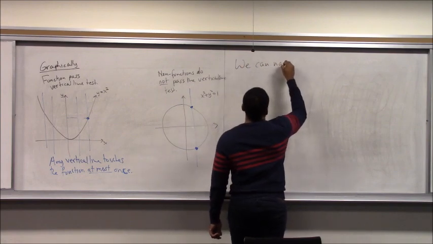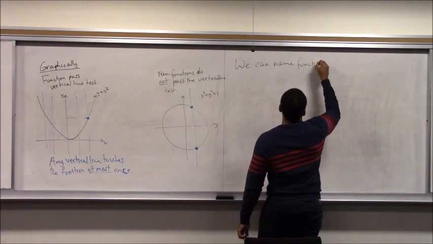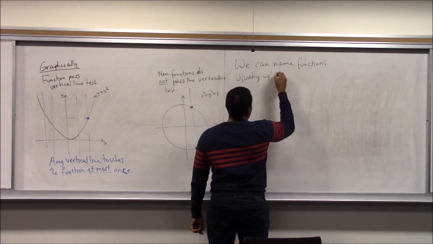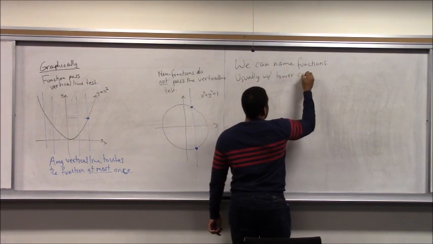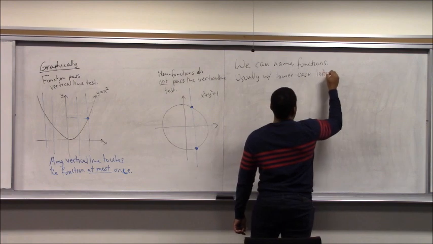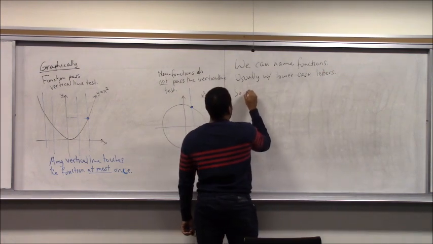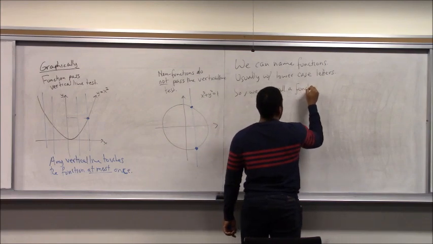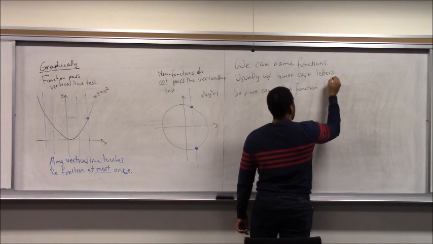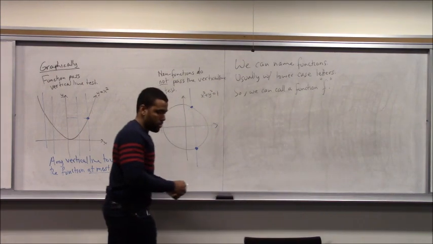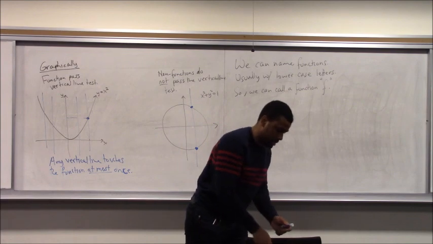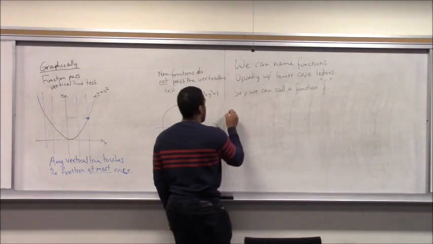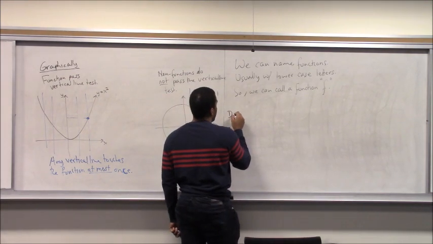We can name functions, usually, not always, with lowercase letters. So we can call a function f, for example. I'm going to say that's its name. This is the function f. Let one be f. Then there's the idea of the variables.